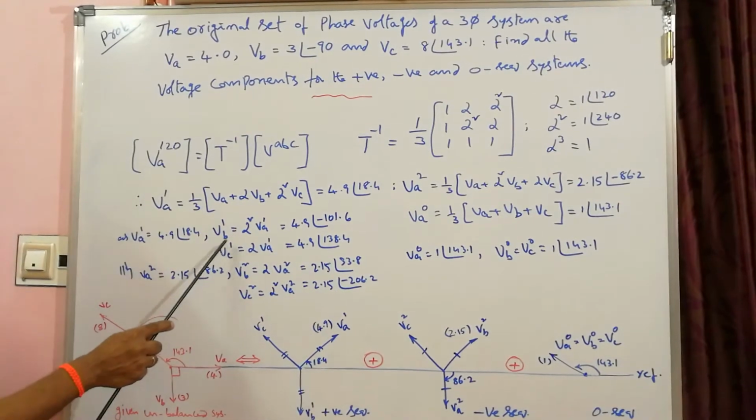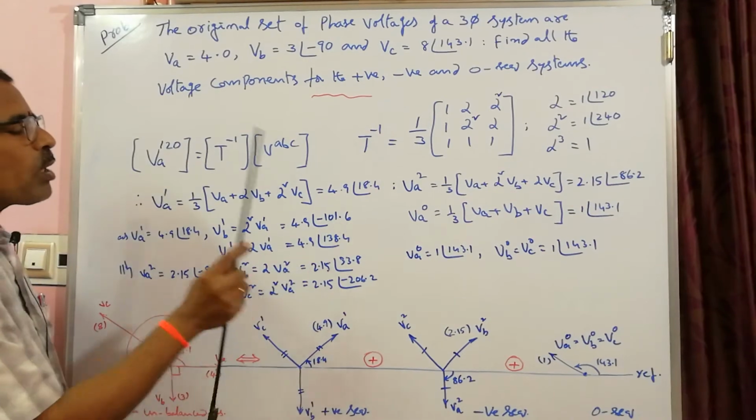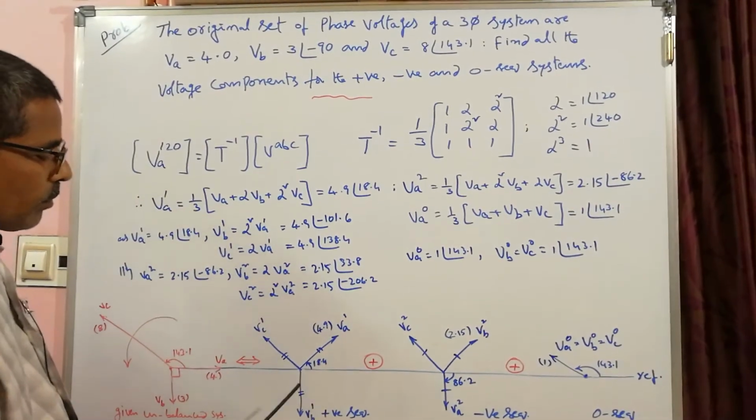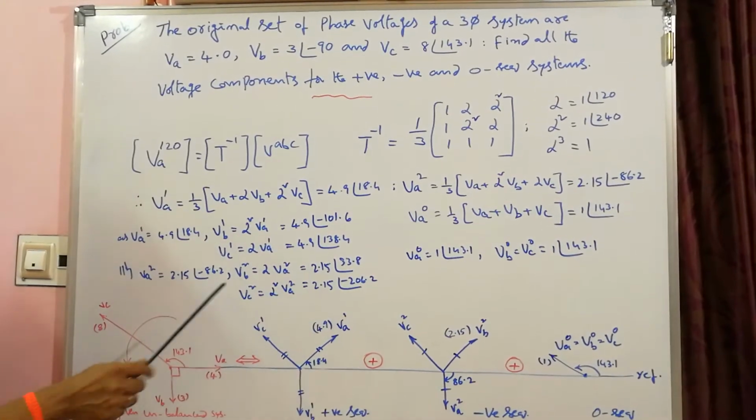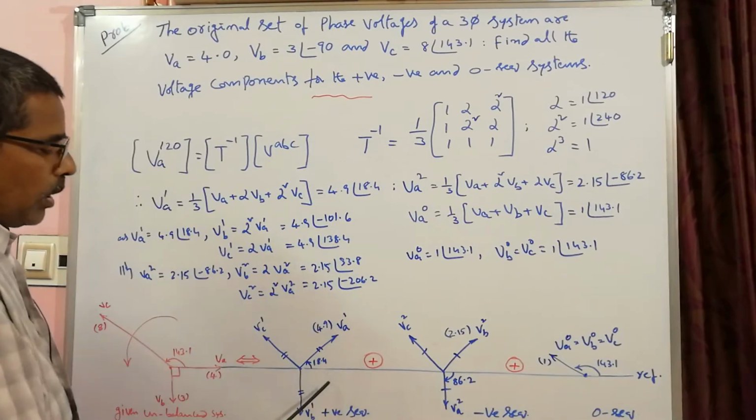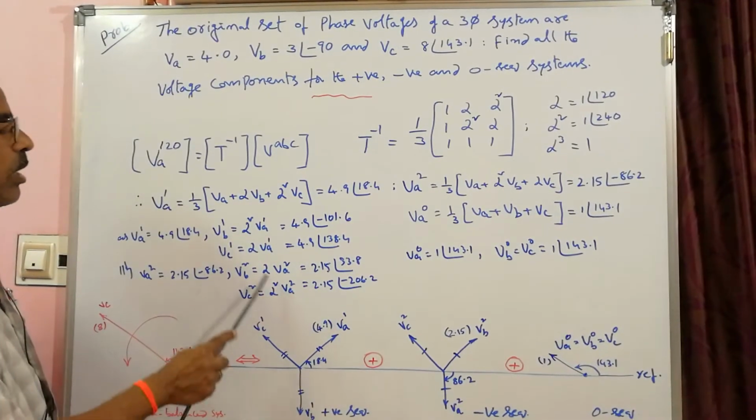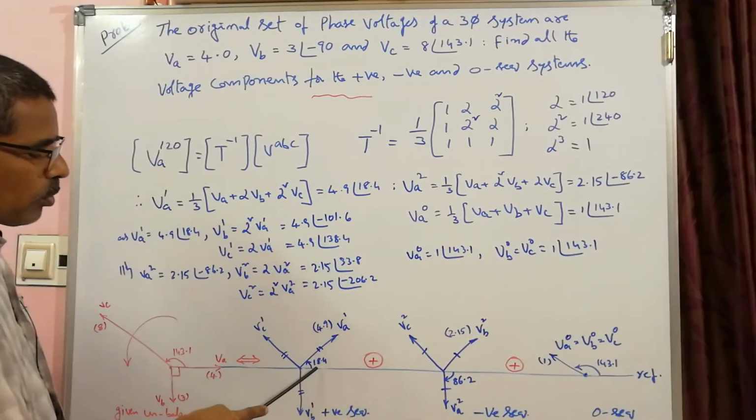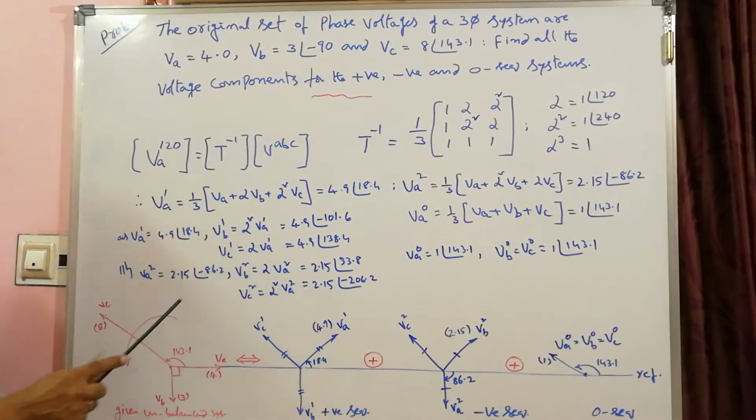What is VB1? VB1 is 4.9 angle 101.6. So 101.6 from the reference, you need to draw this. In the negative direction 101.6, that is VB1. Then VC1 is 4.9 again, angle 138.4. So from this it is 138.4, that is VC1.